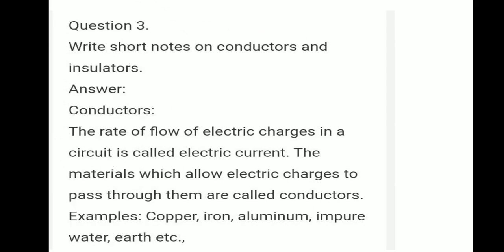Question number 3. Write short notes on conductors and insulators. Answer: conductors. The rate of flow of electric charges in a circuit is called electric current. The materials which allow electric charges to pass through them are called conductors. Examples: copper, iron, aluminum, impure water, earth, etc.